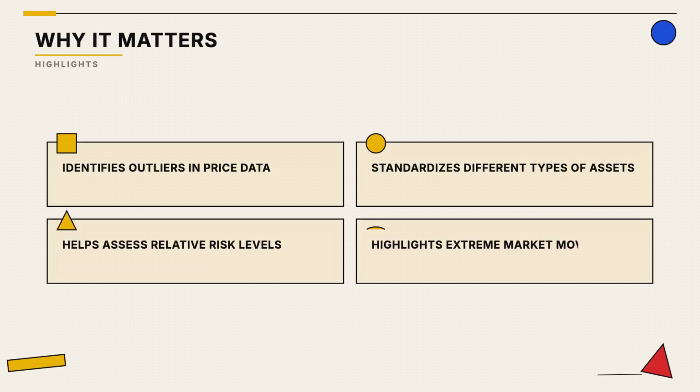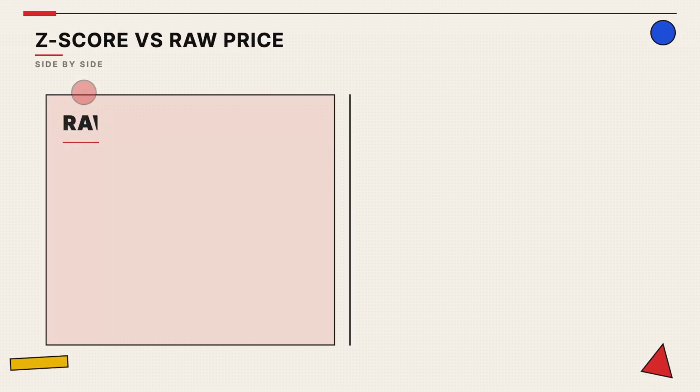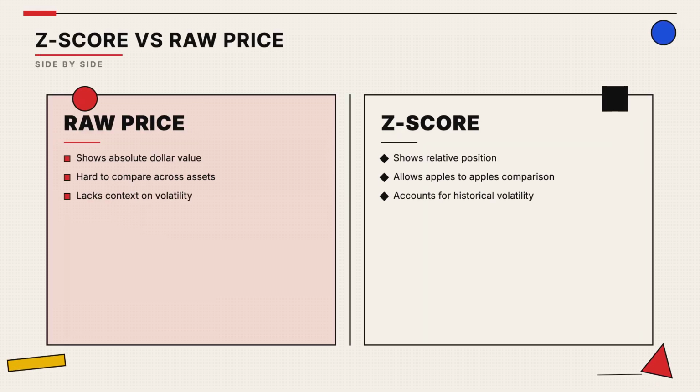Investors use these scores to see if a stock price is deviating significantly from its historical norm, helping to spot potential overreaction. While raw price tells you what you pay, the z-score tells you if that price is statistically cheap or expensive relative to history.